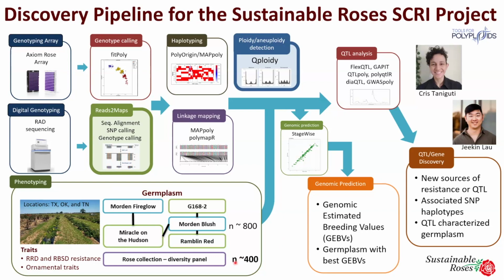So again, rose rosette disease is what they will see in Oklahoma and Tennessee. Black spot is our major focus here, in addition to Cercospora leaf spot and other traits. And again, the sample sizes are about 800 in the case of biparental populations, about 400 in the diversity panel, more or less. Dave gave you the most accurate numbers, but this is just for illustration purposes here. And again, the traits: rose rosette disease, black spot resistance, and then some ornamental traits as well.